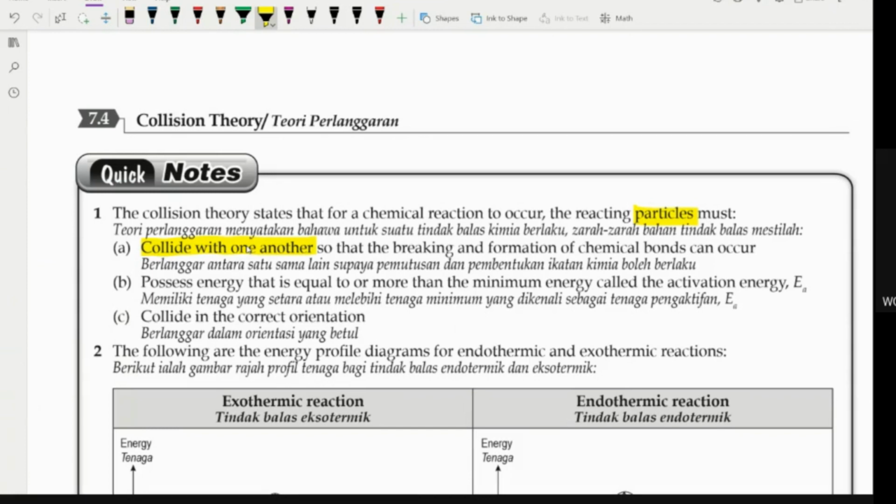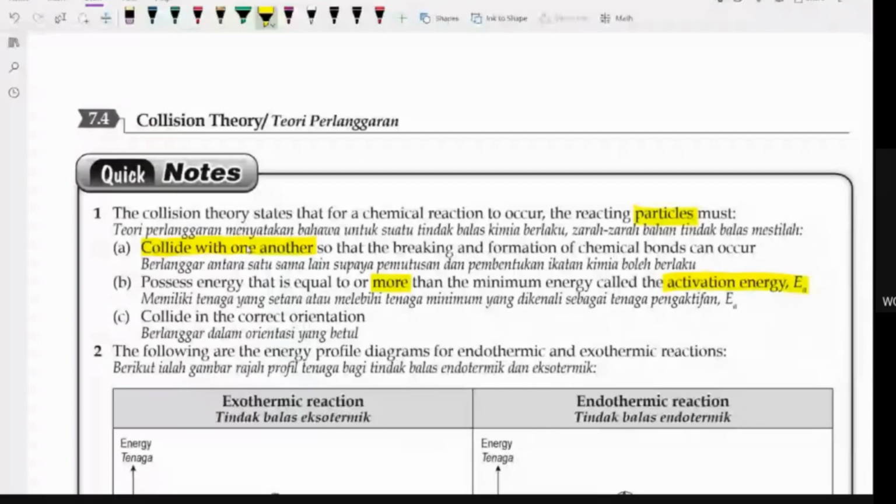So meaning that it must overcome the activation energy. More than activation energy. Like say the activation energy is 100 kilojoule. So when they collide, it needs to produce the 100 or more than that. Then it will produce the products.